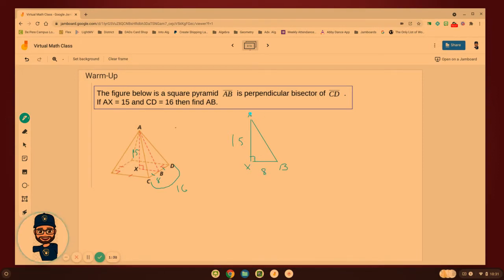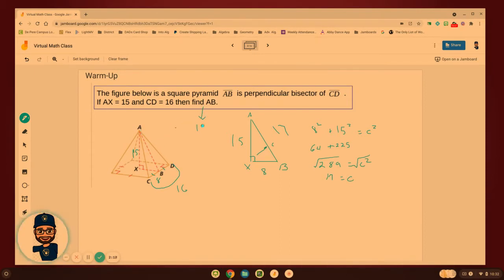How would we find this AB distance? We would have to use the Pythagorean theorem from our last chapter. A squared plus B squared equals C squared, right? Opposite the right angle. Or 64 plus 225. That's going to be 289 equals C squared. If we take the square root of both sides, we get 17 equals that C value, or 17 equals the distance from A to B.